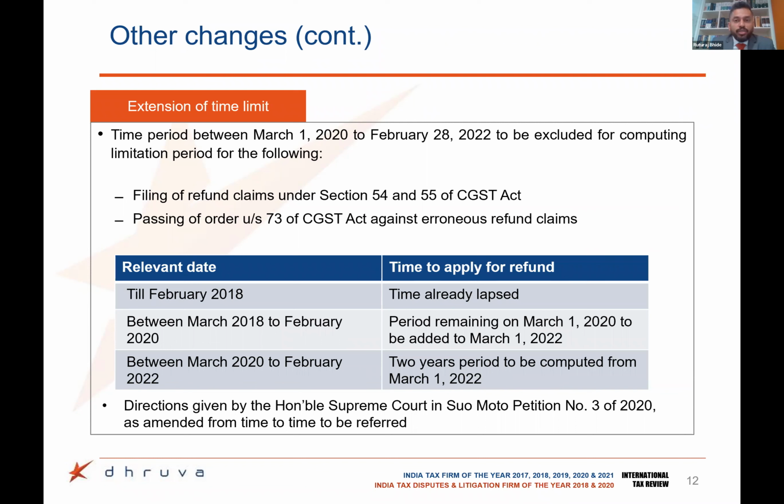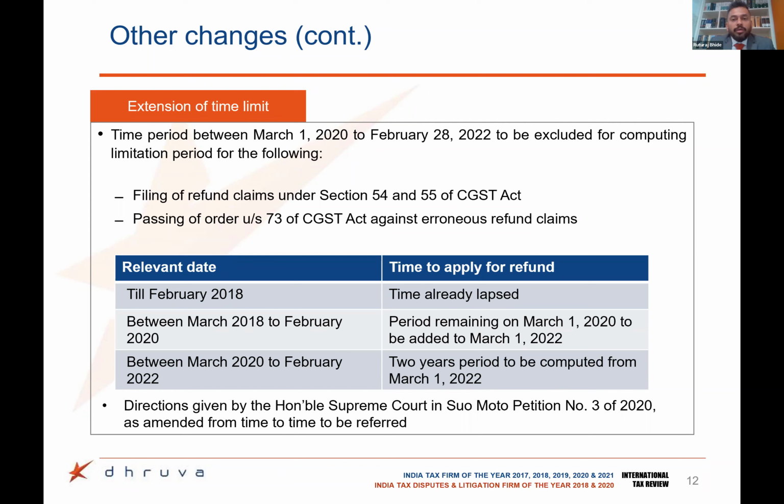Now, the amendment that we are seeing is that the period of 1st March 2020 to 28th February 2022, a period of 2 years in a way, has to be excluded when you are computing the time limit for a refund. This is in line with the several times the Supreme Court had given a suo motu order extending timelines for compliances, and that order kept on getting renewed. So this is in a way on those lines.